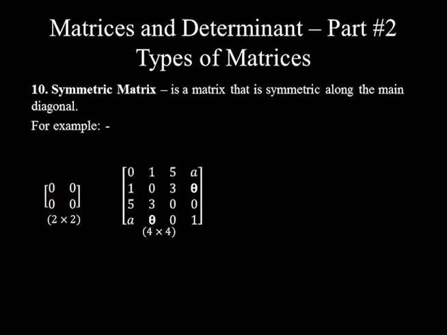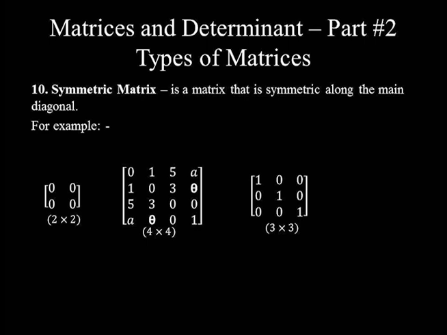Let's analyze this 4 by 4 matrix. The main diagonal is a line drawn from this top left 0 to bottom right 1. If we examine each element below the main diagonal, we can find their mirror image above the main diagonal. This one is a mirror image of this one. This bottom left A has a mirror image at this top right. If we look for a mirror image of this theta, we can find it here below the main diagonal. In general, elements on either side of the main diagonal have a mirror image on the other side of the main diagonal. So this matrix is a symmetric matrix. This 3 by 3 identity matrix is also an example of a symmetric matrix.